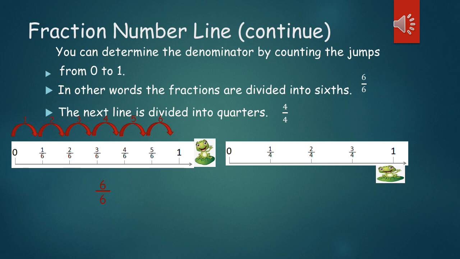Fraction number line continues. You can determine the denominator by counting the jumps from 0 to 1. In other words, the fractions are divided into 6. The next line is divided into quarters, 4 over 4.